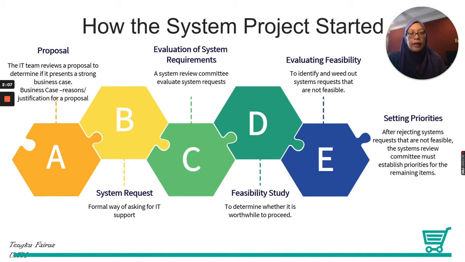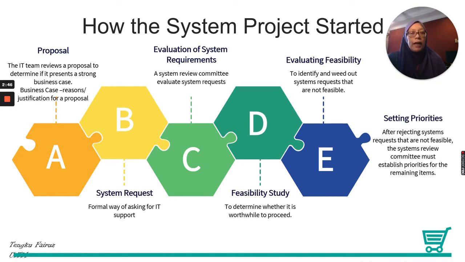Then they have a formal way of asking the IT support to develop the system, which we call the system request. That is the term they normally use. A system request can be an online request or anything the company decides. Maybe they have a specific form that they need to fill in if they want to request a new system. The request will be formally given to the IT support or IT team.